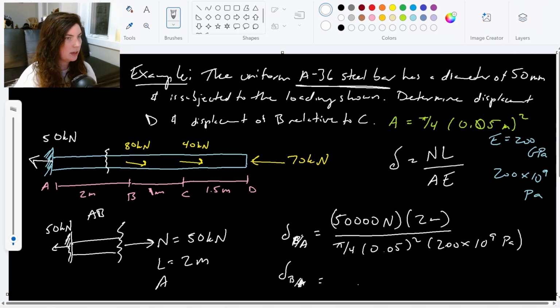When I punch it in my calculator, I get 0.000255 meters.